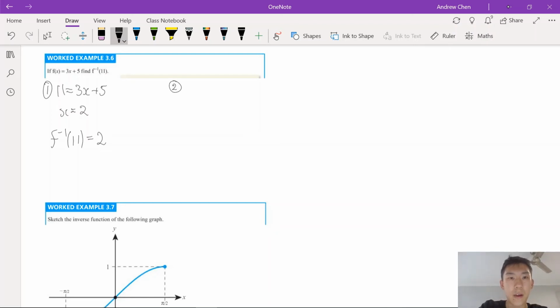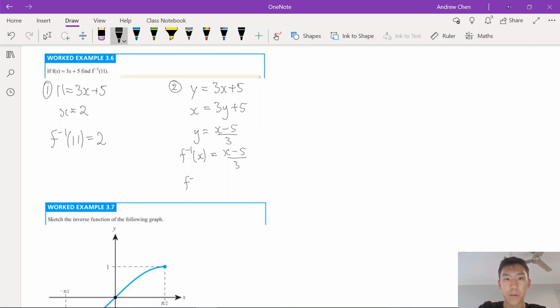All right, method 2. I think we actually do this a bit later as well. So instead of writing f of x, I'm going to write y. And then I'm going to do y equals 3x plus 5. And then if I want to find the inverse function, because f to the negative 1 means the inverse function, I swap x and y. And then I solve for y. So y equals x take 5 on 3. All right, so now this is the inverse, equals x take 5 on 3.